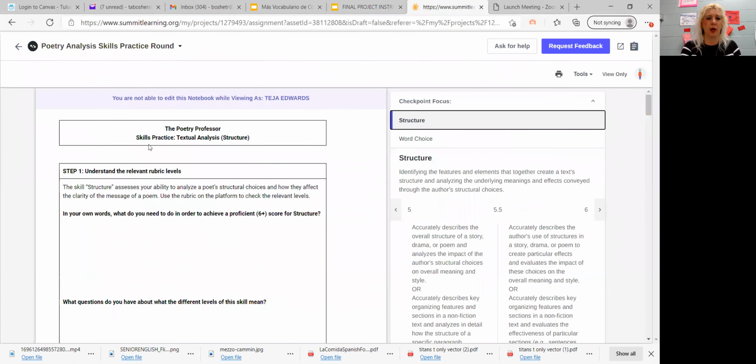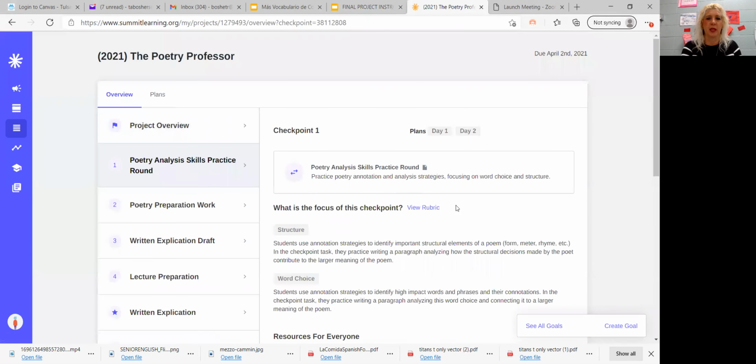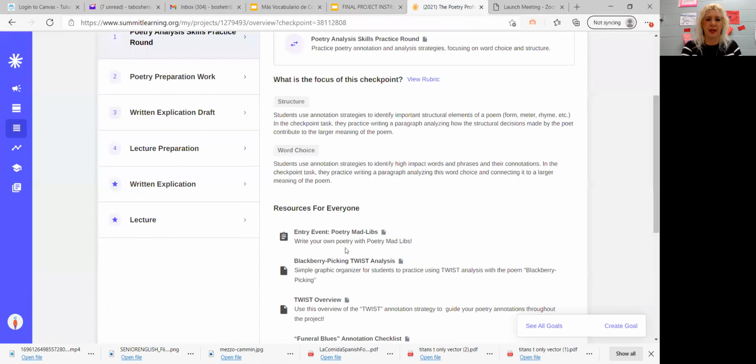This is checkpoint 1 for the poetry professor. But if you go to just your login and where it says plans and you go in, this is just number 1, poetry analysis skills practice round 1. There are lots of resources. There's a Mad Libs, there's the Blackberry Picking TWIST, TWIST Overview. These things are all great.